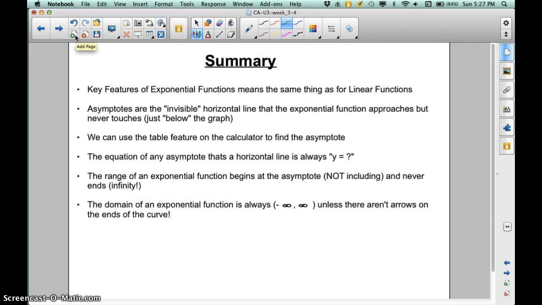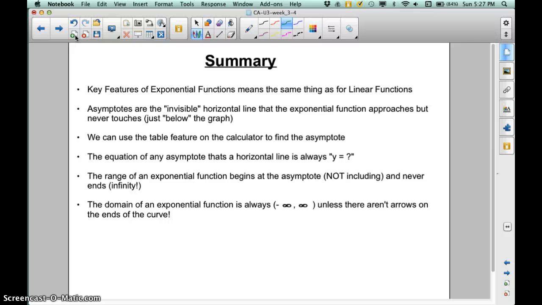The following is a summary. We have key features of exponential functions. They mean the same thing as for linear functions. Really, the only difference is that with exponentials, we have an asymptote. An asymptote is the invisible horizontal line that the exponential function approaches but never touches. It's often just below the graph, but of course if we flip that graph over, it's possible that the asymptote would be just above the graph, as we'll see tomorrow.